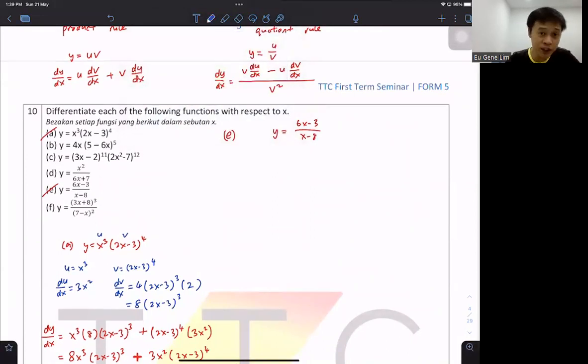So this one is quotient rule because it has up and down, right? On top you have x, at the bottom also you have x. So u is on top, v is the bottom. So you write u equals to 6x minus 3, v equals to x minus 8. Then you differentiate du dx and dv dx. du dx is 6, dv dx is 1.